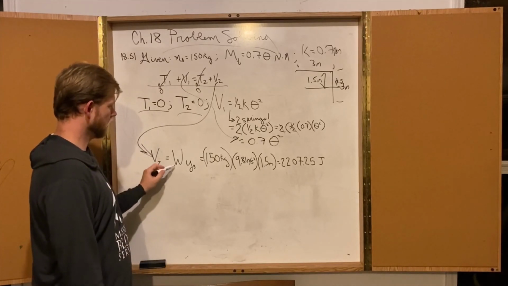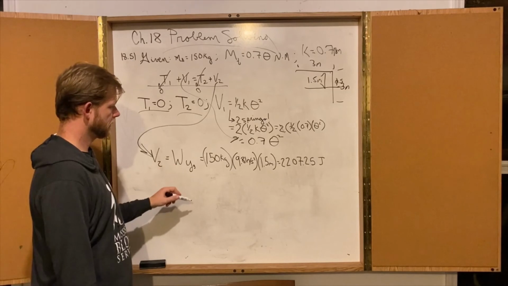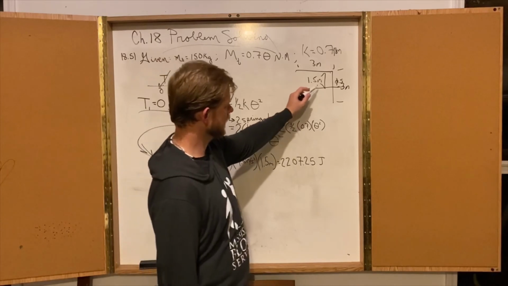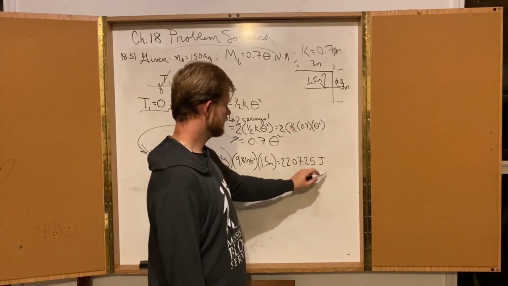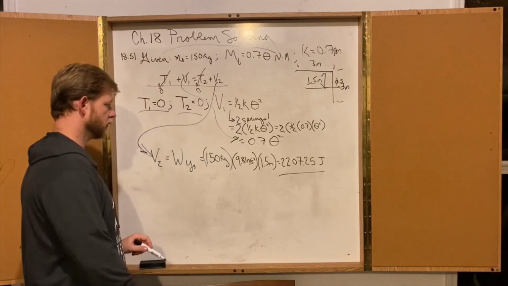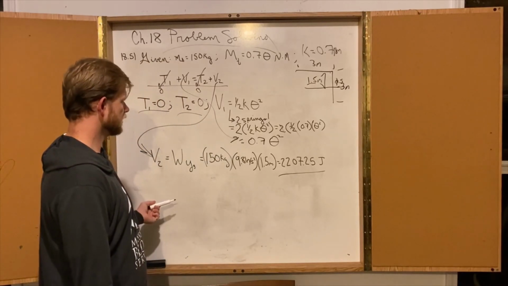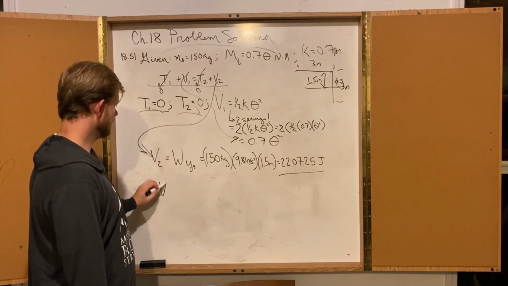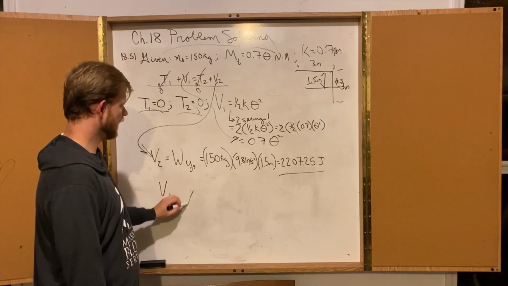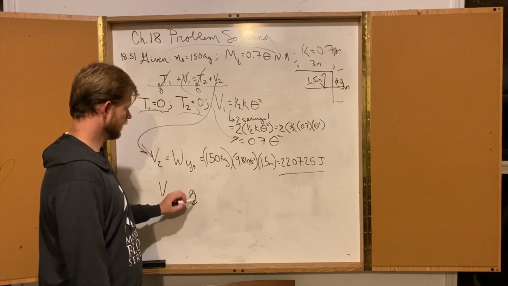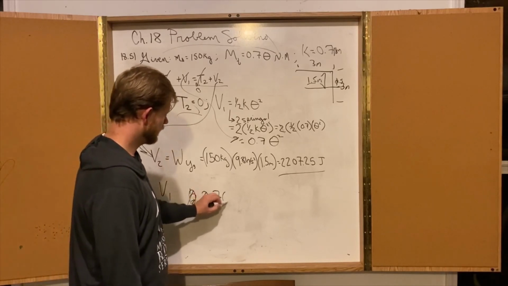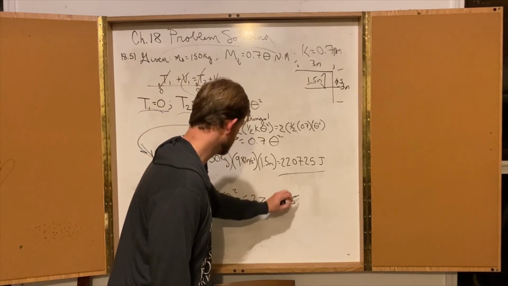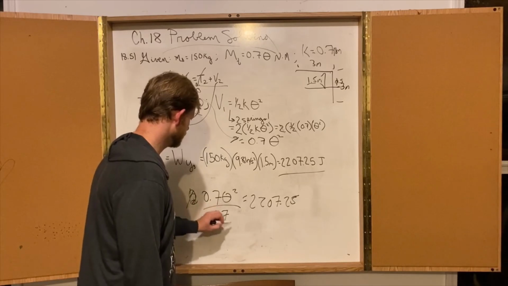V2 equals the weight times the difference in Y. So the weight is going to be 150 times 9.8, and the difference, we said our datum is going to be 1.5, so it's going to give us 2,207.25. So now we've got algebra. V1 is going to be 0.7 theta squared equals 2207.25. Divide each side by 0.7.